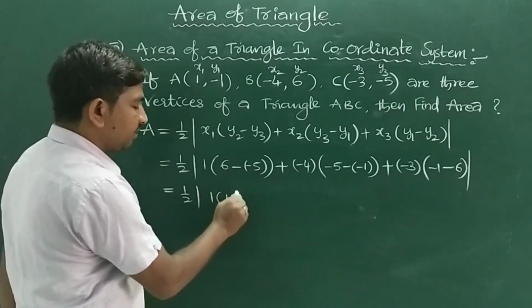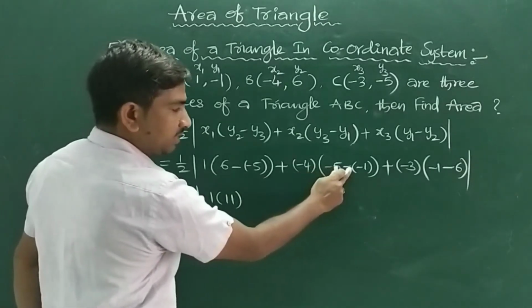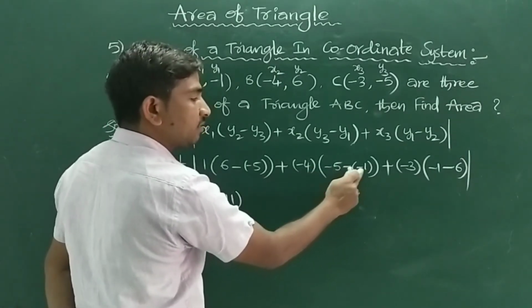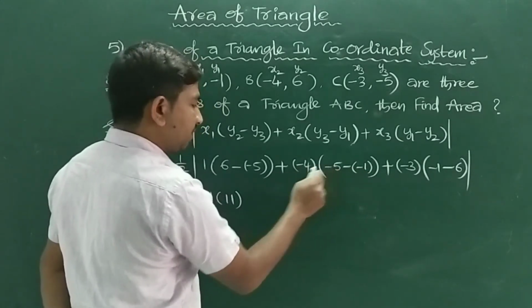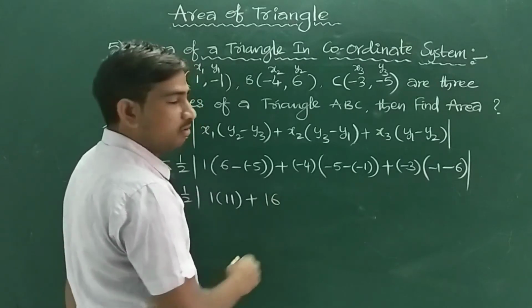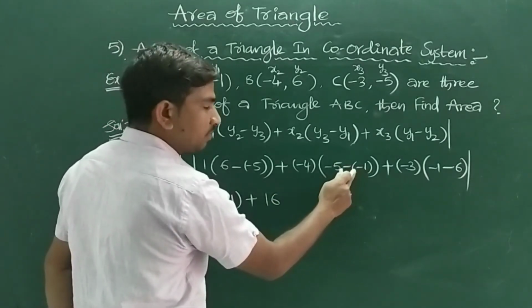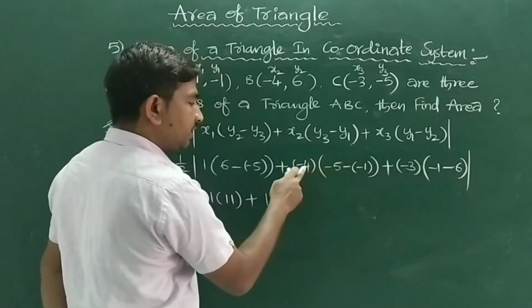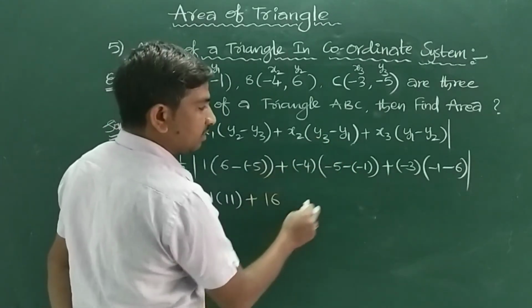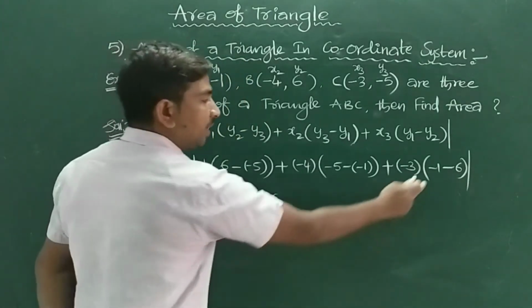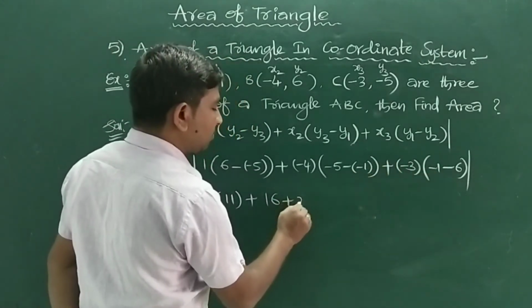1 into 11. Now minus of minus plus. So minus 5 plus 1. How much? Minus 4. Minus 4, minus into minus plus again. 4 into 4 is 16. See here, minus into minus plus 1. This is minus 5 plus 1, minus 4. Minus into minus plus, 4 fours are 16. And the next, minus 1 minus 6, how much? Minus 7. Minus 7 into minus 3, plus 21.